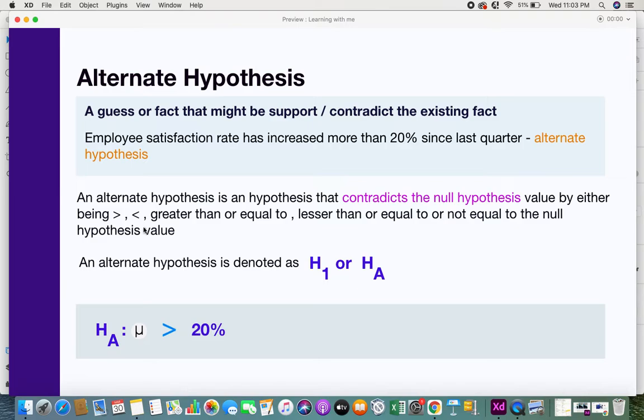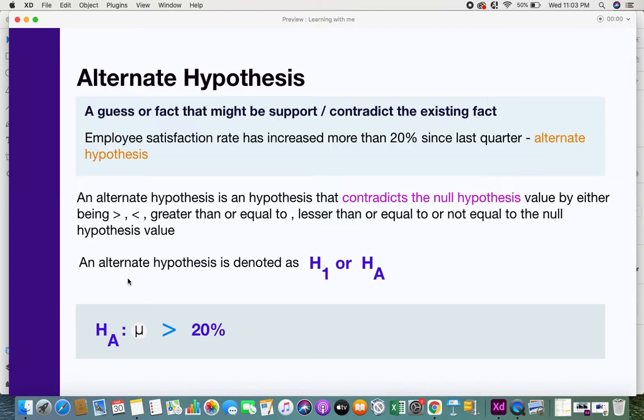So if you see the definition of alternate hypothesis, an alternate hypothesis is a hypothesis that contradicts the null hypothesis value by either being greater than, lesser than, greater than or equal to, lesser than or equal to, or not equal to the hypothesis value. So in our example here, we say that it's more than 20%. So it's greater than the null hypothesis value.